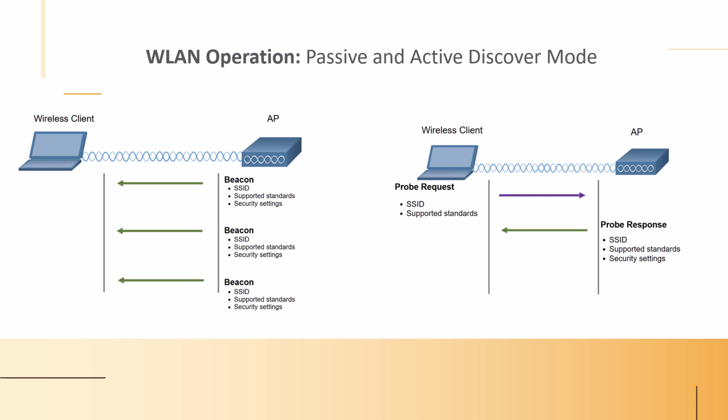A wireless client could also send a probe request without the SSID name to discover nearby wireless LAN networks. An access point configured to broadcast beacon frames would respond to the wireless client with a probe response and provide the SSID name. An access point with the broadcast SSID feature disabled would not respond.